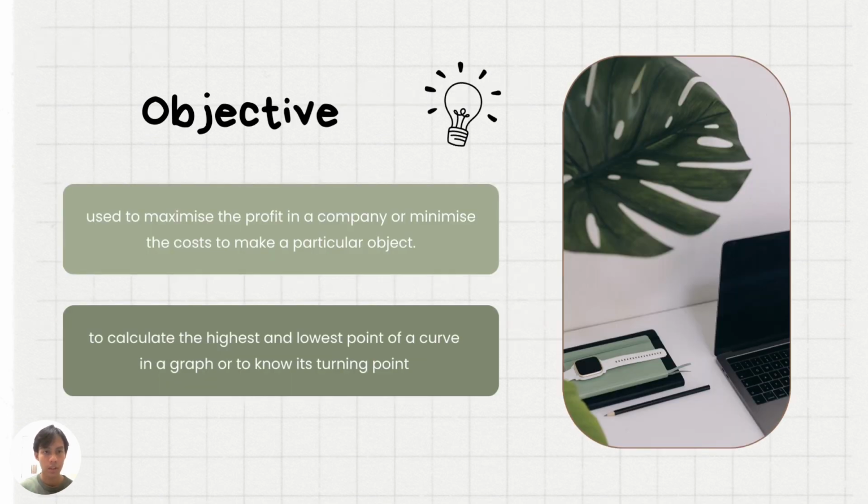Next, for our objective, it is used to maximize the profit in a company or minimize the cost to make a particular object. For the second objective, it is used to calculate the highest and lowest point of a curve in a graph or to know its turning point. For the next question, I will pass it to my friend Ilmi.